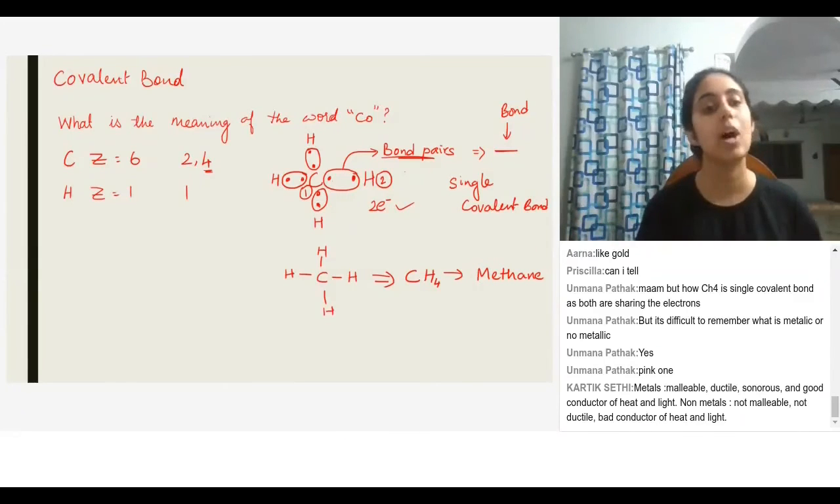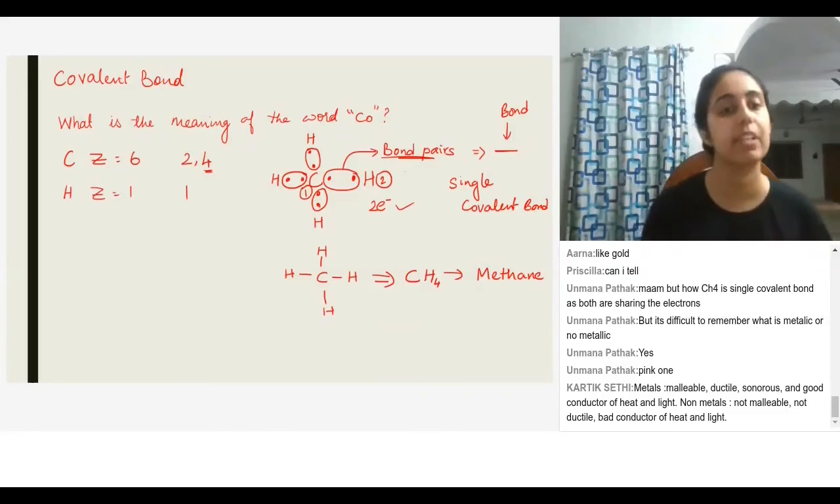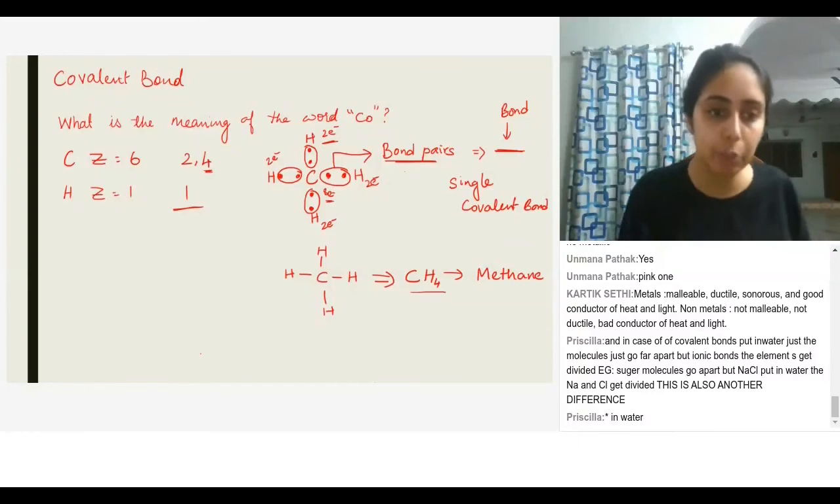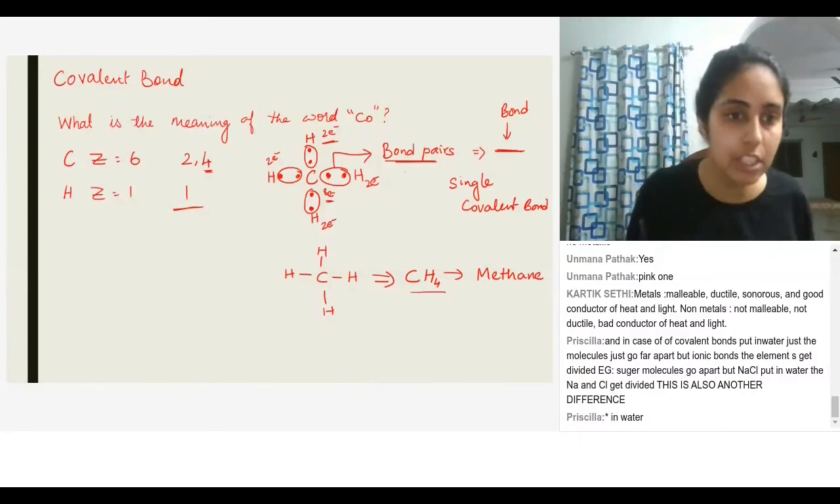So hydrogen is neither a metal nor a non-metal. Remember that. Hydrogen is an exception in the periodic table. It is neither a metal nor a non-metal. So now let us look at covalent bonds. Another example. Before that, let me see if there are any questions.